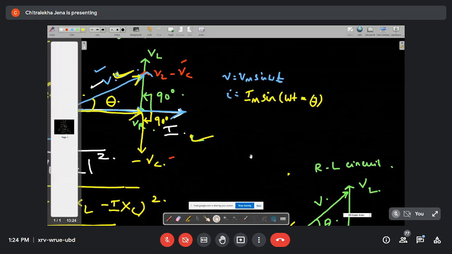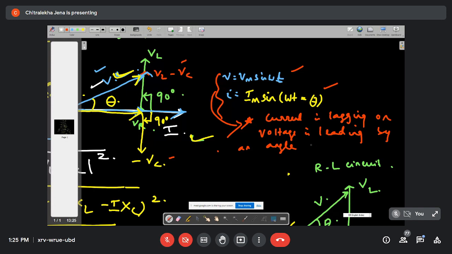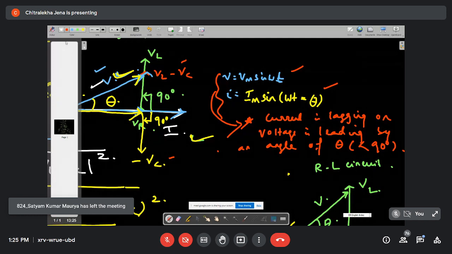You ask as many questions as you want. From these two equations, what conclusion are you getting? The current is lagging by an angle of theta, or the voltage is leading by an angle of theta, where theta is less than 90 degrees. This is the conclusion. That means the voltage is leading the current.